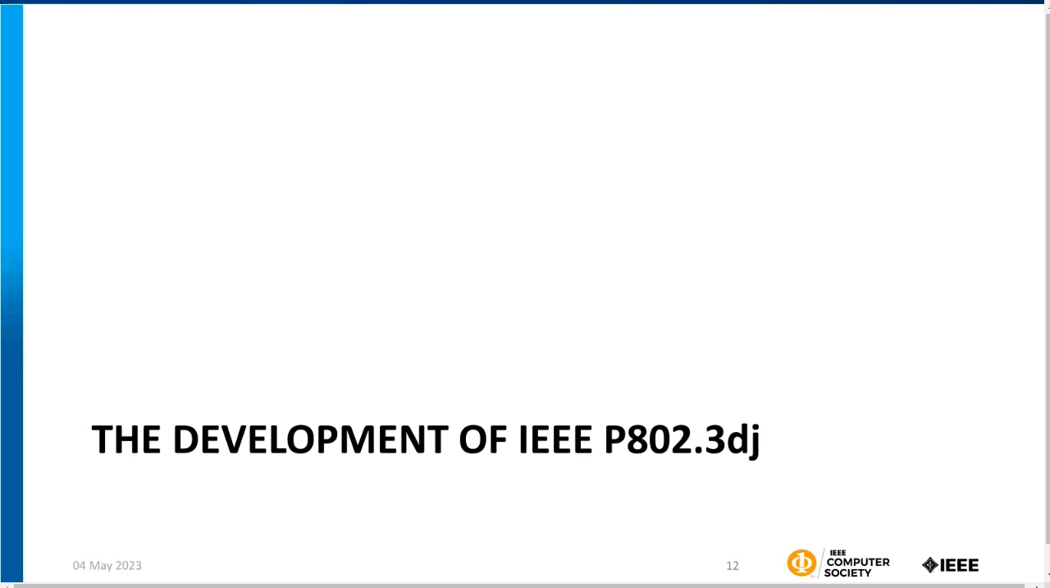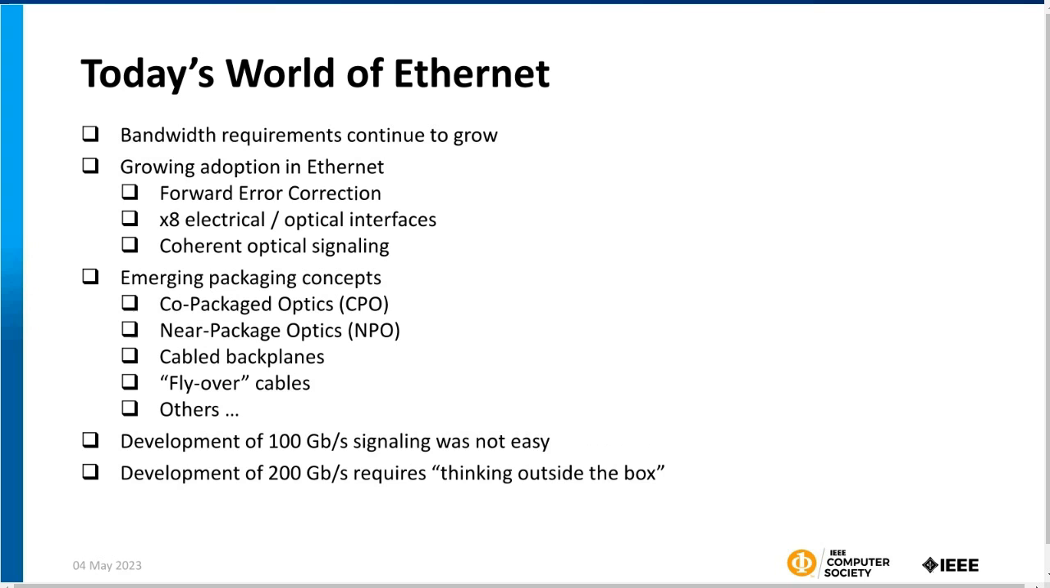All right, so let's talk about the actual DJ project, and I'll try to give you an update on where we're at this point. Before I jump into the project, though, it's really important that we take a step back and say what's happening right now in today's world of Ethernet. There's a lot of different trends going on here. I've already touched on the fact that bandwidth requirements are continuing to grow, and I probably should say grow rapidly. So there is a real demand to get these solutions out as quickly as possible. It's a great driver.